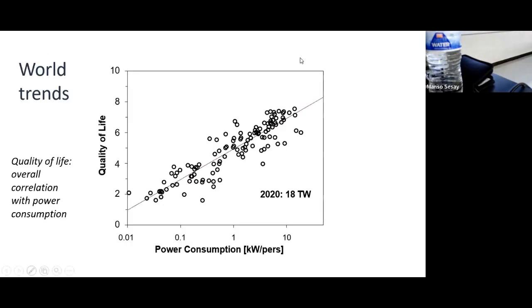So we can think about the world trends. You've all heard a lot about this. This is a plot of quality of life versus power consumption, and each data point corresponds to a different country. You can take exception to what is quality of life, although there are several metrics out there, and you can have a choice among them. The UN has established a metric for quality of life, but it's pretty clear on this log plot, with a similar log on the x-axis, that power consumption correlates pretty well with quality of life. So as quality of life increases, you'd expect the power demand to increase.